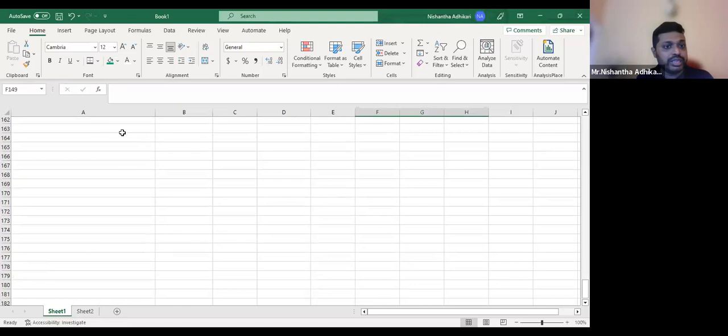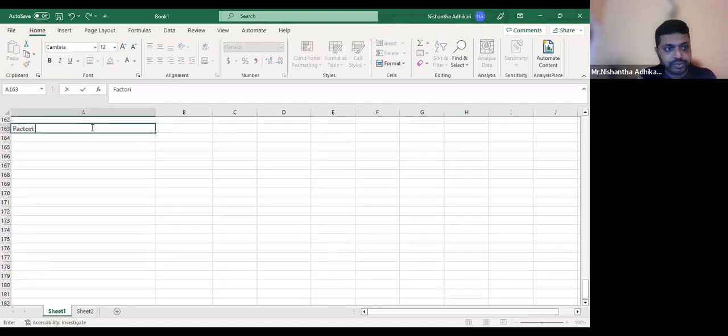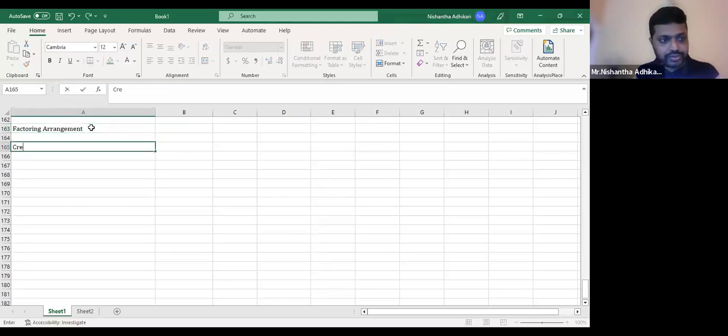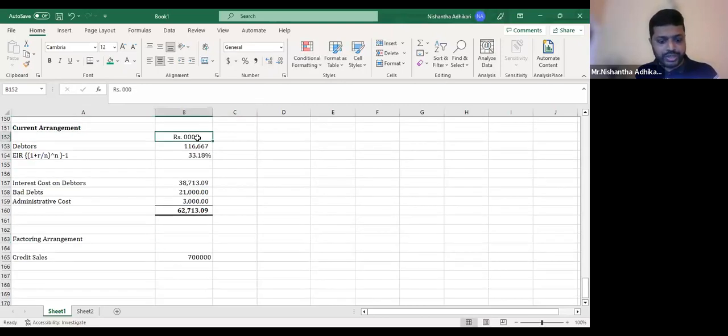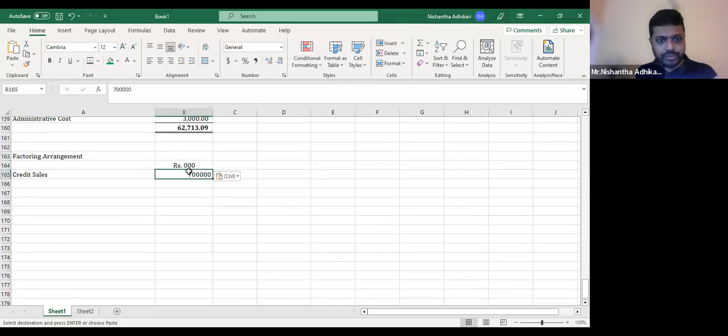Now we will see the new arrangement, the factoring arrangement. Now we will see how it works if we apply the factoring arrangement. Remember, total credit sales, 700 million. Figure in rupees 1,000. Right, 700 million. Credit sales 700 million. Remember, the factoring company provides a 75% advance. Each 45 days they will provide a 75% advance.